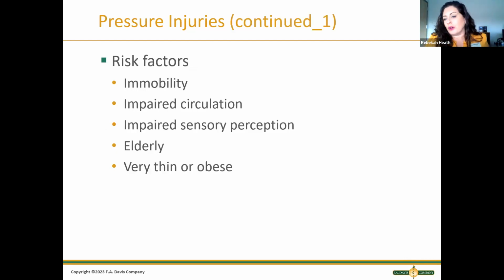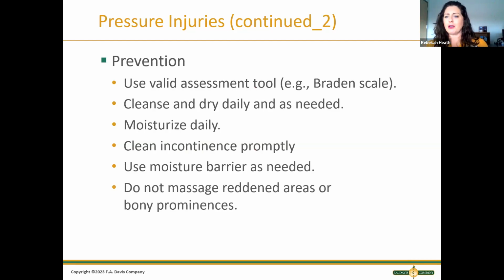So what makes you more at risk? And then again, we talked about this in class: immobility. Your circulation is already impaired by maybe a cardiovascular disease. Maybe you have some sensory issues with neuropathy or something else. Elderly, they're just, by their age, higher risk. And if you are either very thin or very obese, you are at more risk of having a pressure injury. So how do we prevent?